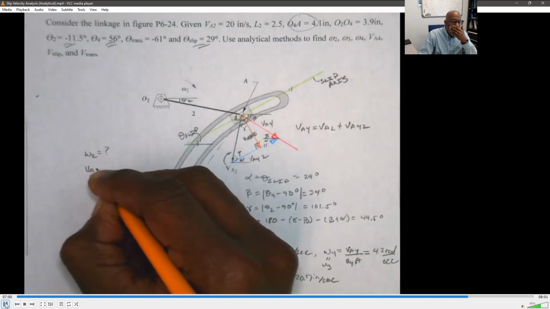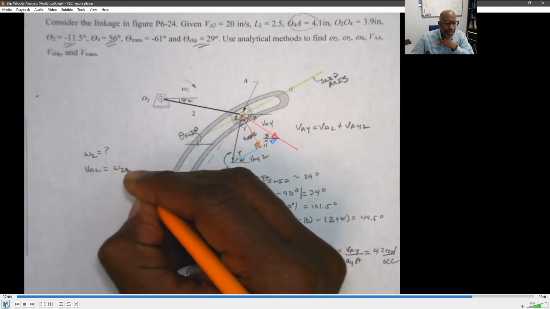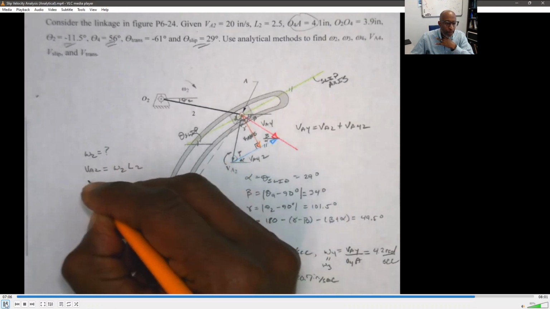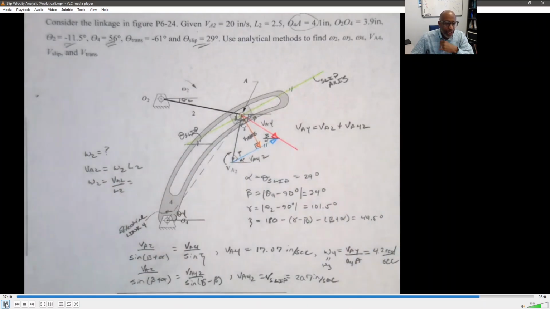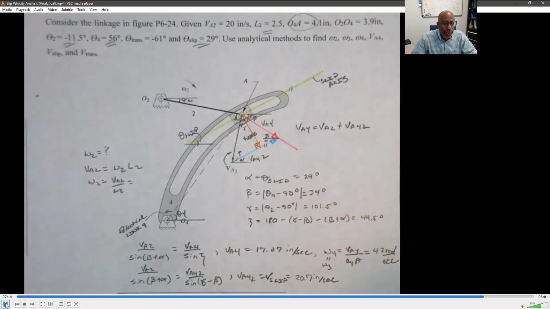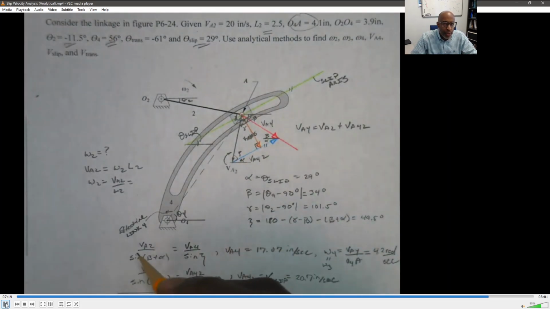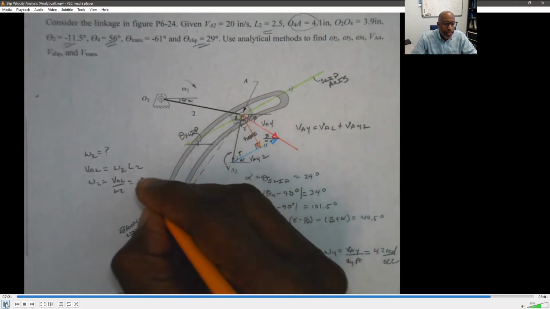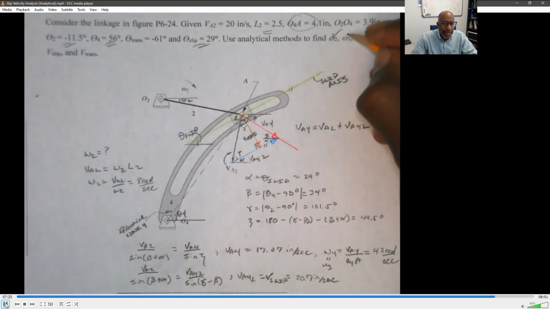Omega 2. We must also solve for omega 2. VA2 was given to us this time, not omega 2, but VA2 is equal to omega 2 times L2. So omega 2 can be found as VA2 divided by length 2. VA2 is given to us as 20 inches per second. Length 2 is given to us as 2.5 inches. And so our omega 2 is 8 radians per second, and that is clockwise.